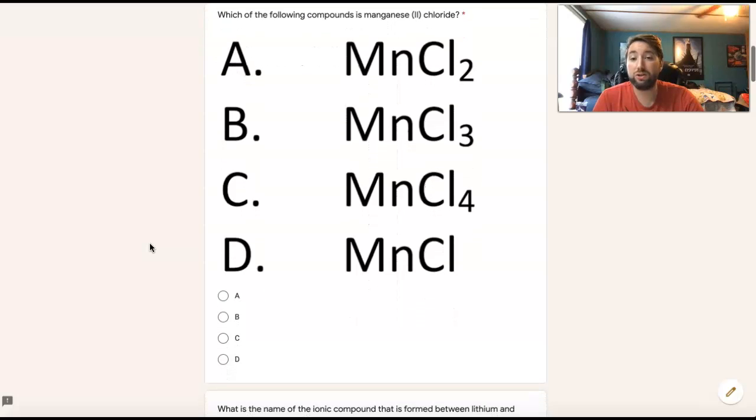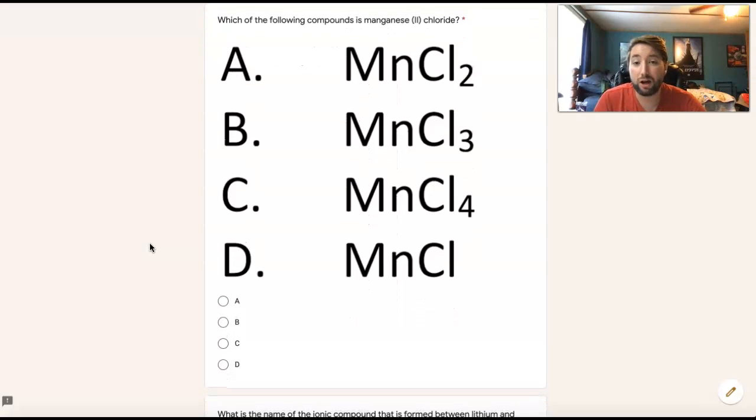Alright. The next one says, which of the following is the compound manganese 2 chloride? First thing you want to do is look up the symbol for manganese. If you look on your periodic table, the symbol for manganese is going to be Mn. The Roman numeral in parentheses beside it is going to be the charge of that transition metal. Remember, the transition metals can have different charges, but the Roman numeral 2 here is telling you that the charge on the manganese is +2.